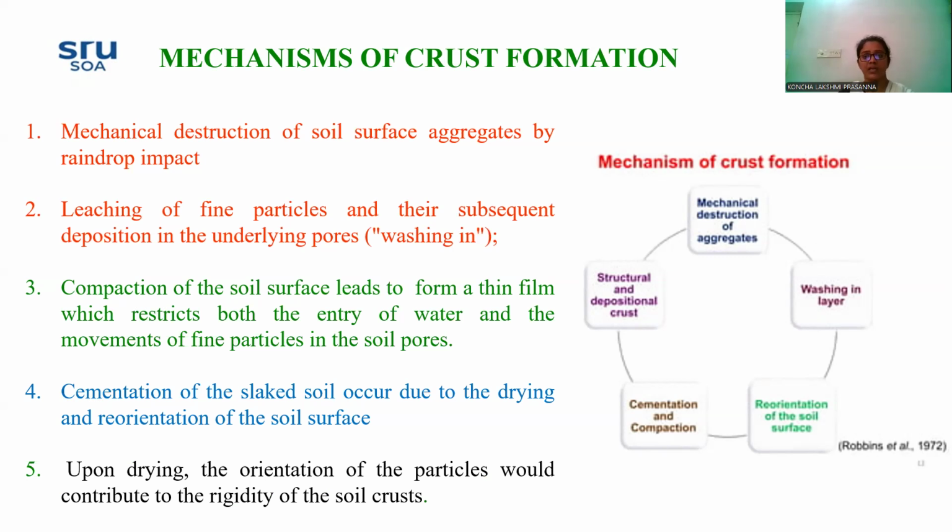Next is the compaction of the soil surface, which leads to a thin film, which restricts the entry of water and movement of the fine particles within the soil pores. Next leads to the cementation of the slaked soil, which occurs during the drying or the reorientation of the soil surface. Upon drying, the orientation of the particles contributes to the rigidity of the soil crust.